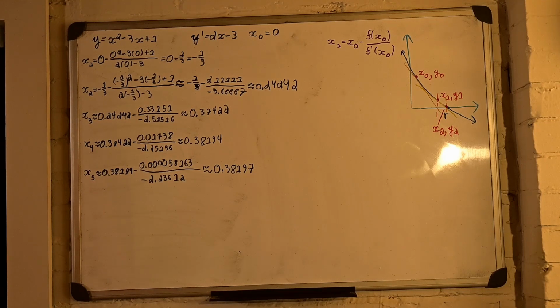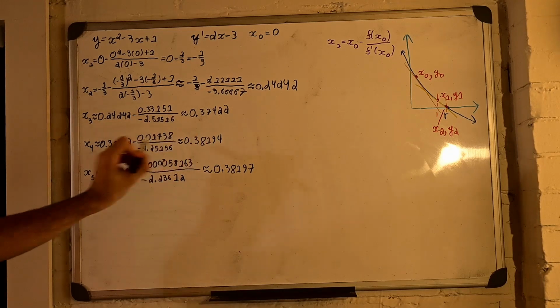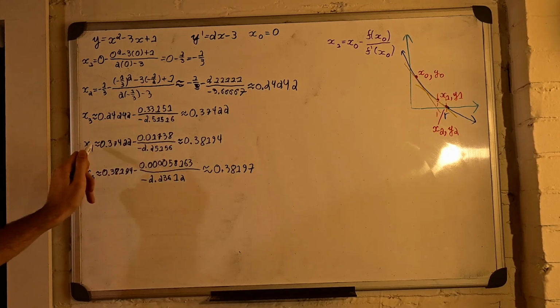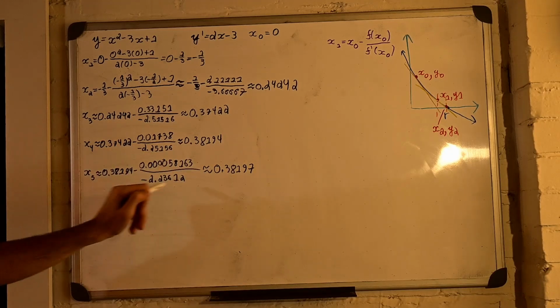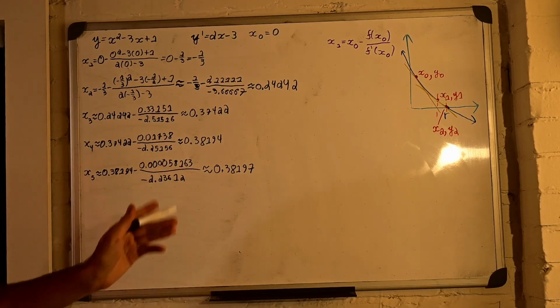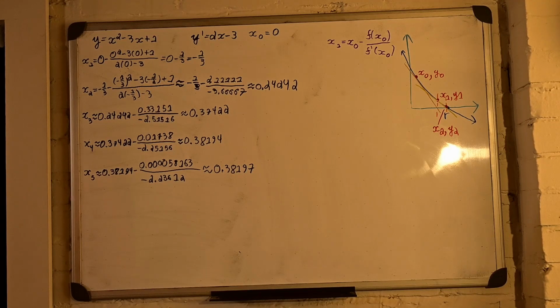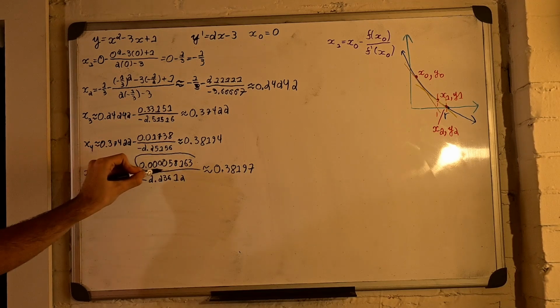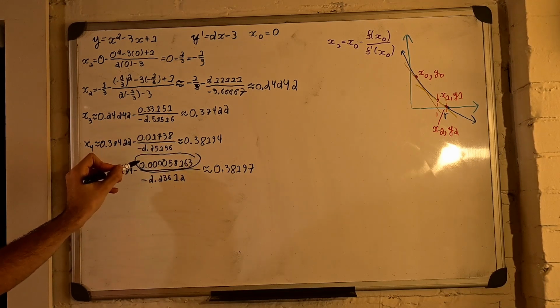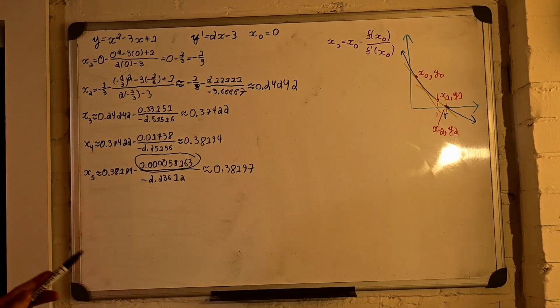You know you're close when two things happen. For one, your x values barely change. Here you can see x4 is equal to 0.38194 and x5 is equal to 0.38197. Those are really close, nearly identical. And also, the number at the top gets really close to 0. In this case, it's 0.00005. That's really close to 0.